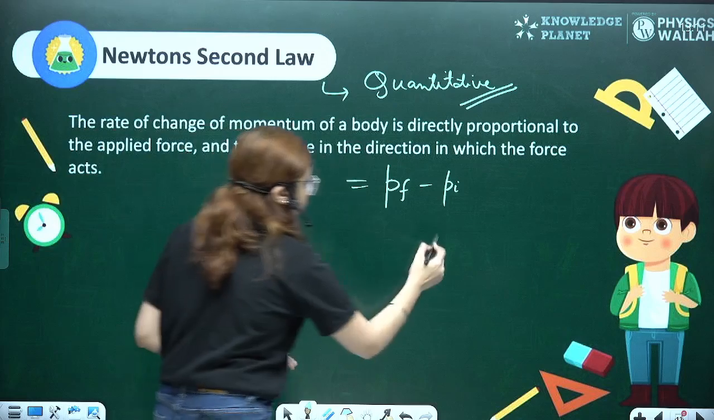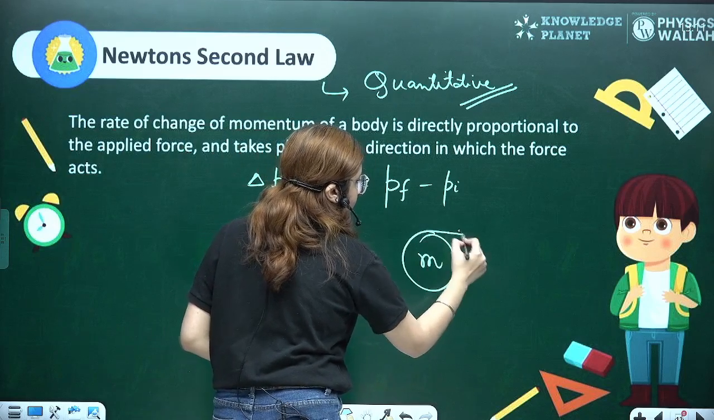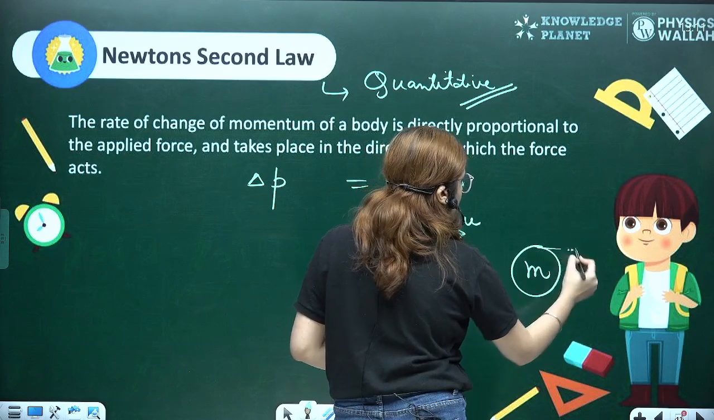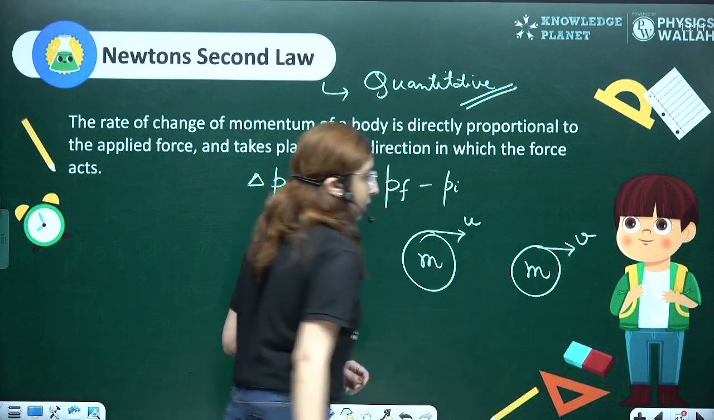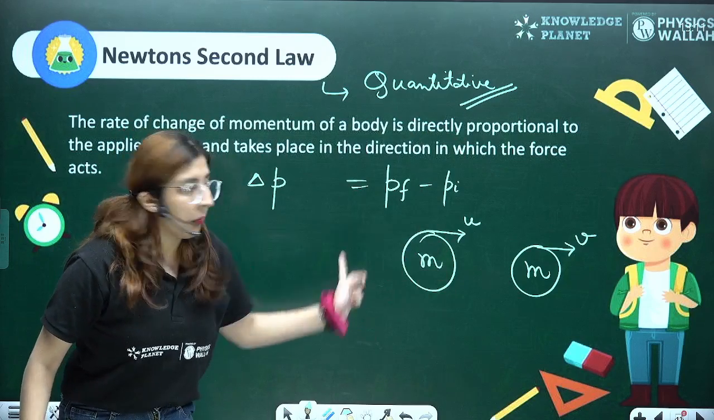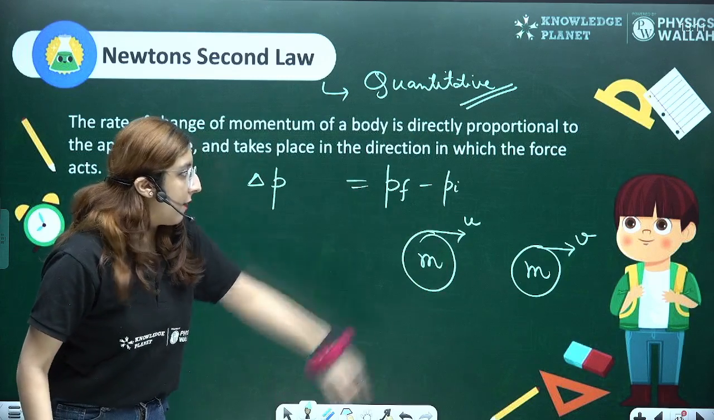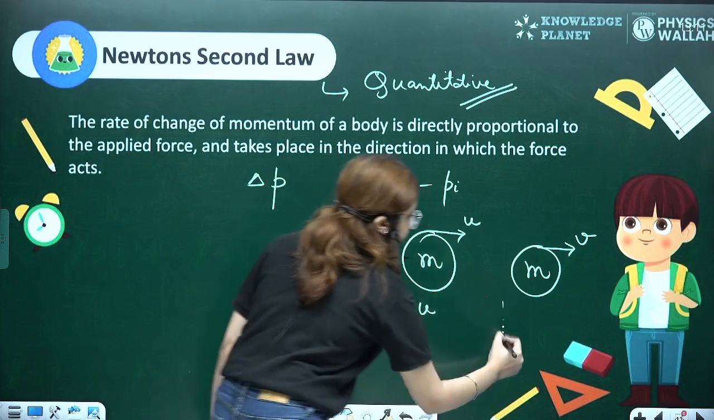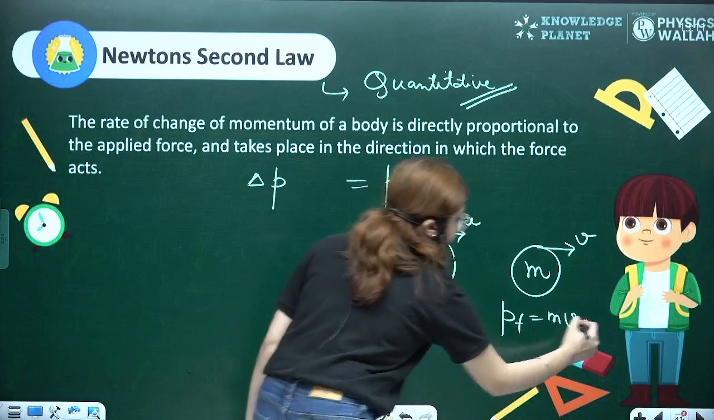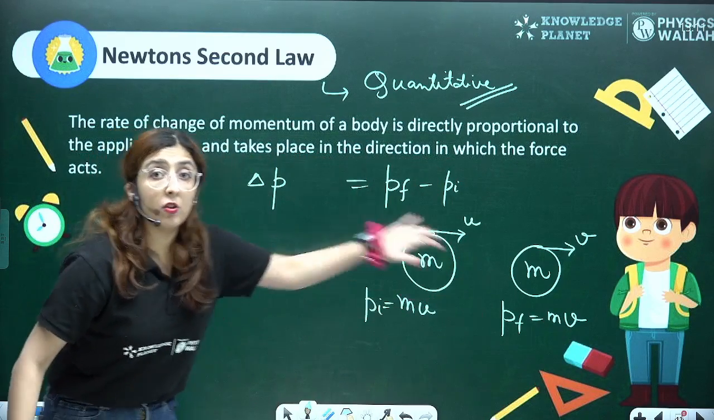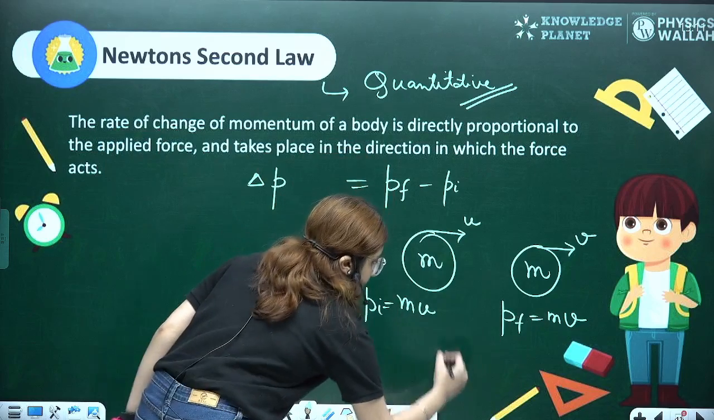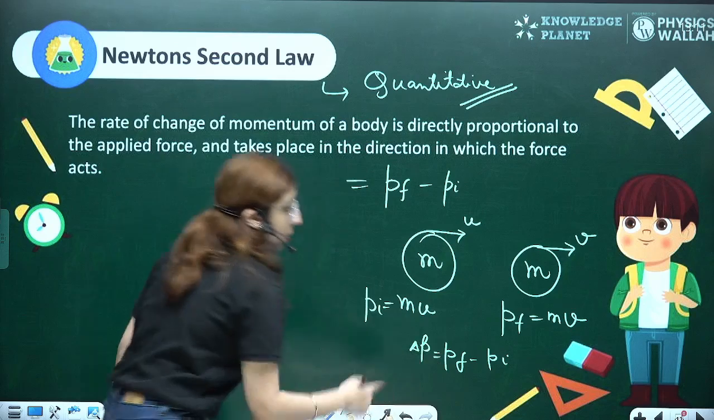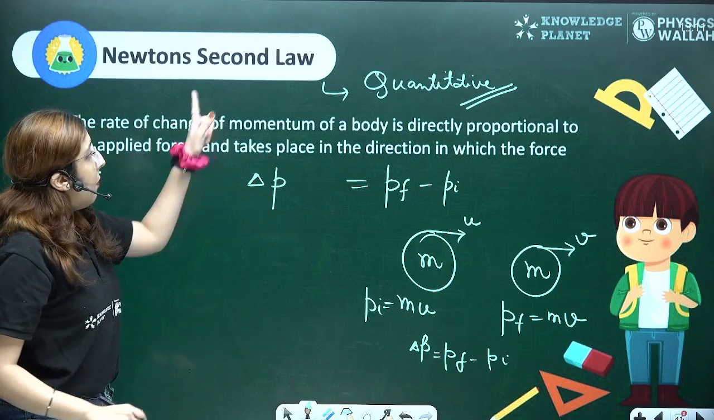Let me show you. A body of mass m moving with velocity u, and the mass of the body is the same, moving with some other velocity v. Change in the momentum: mu is the initial momentum, mv is the final momentum. If I talk about the change in the momentum, it is final minus initial.